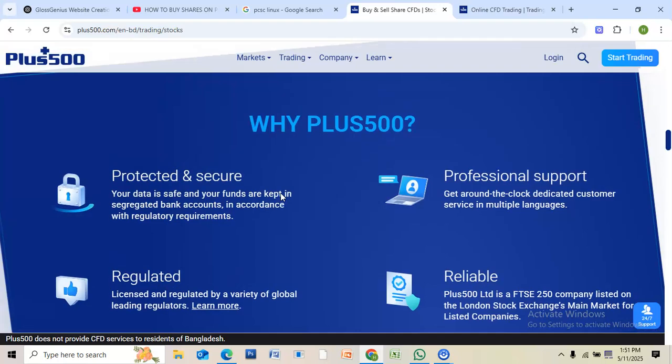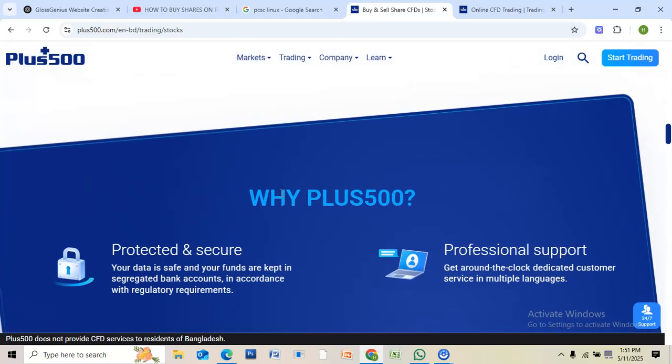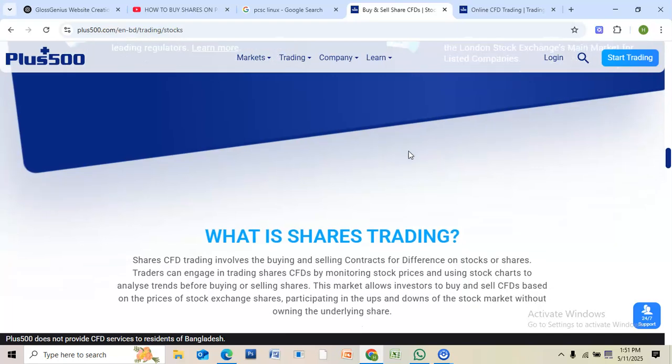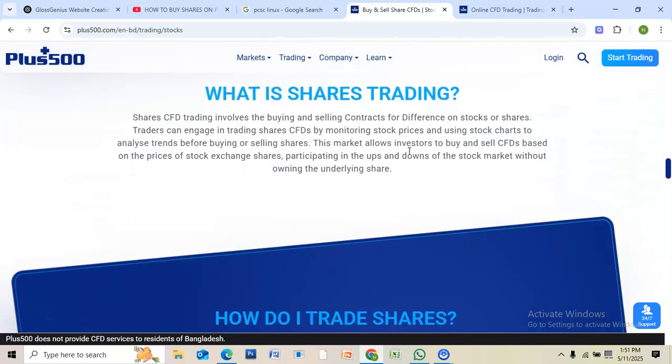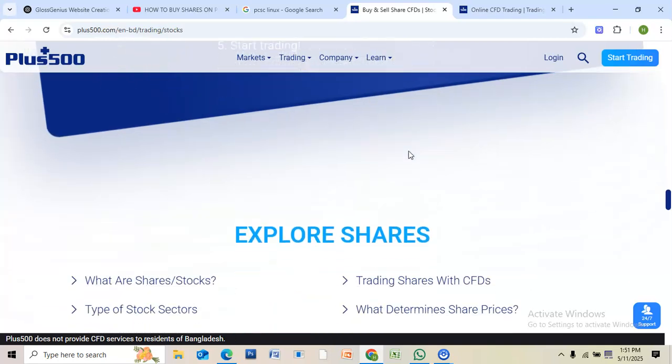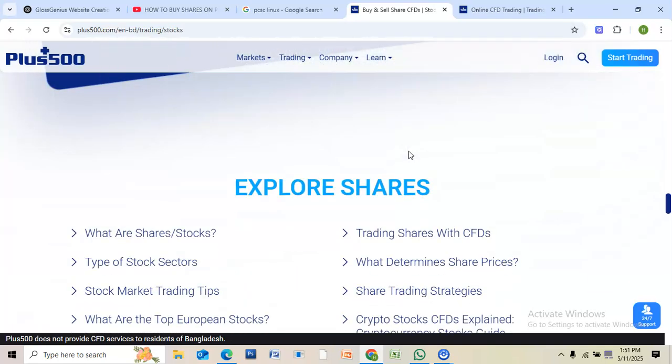To find shares to buy, use the search bar at the top of the platform. To look at the company you are interested in, like Apple, Tesla, or Amazon, check the company's financial performance, recent news, and market trends to make an informed decision. Use the charting tools to analyze historical price movements.